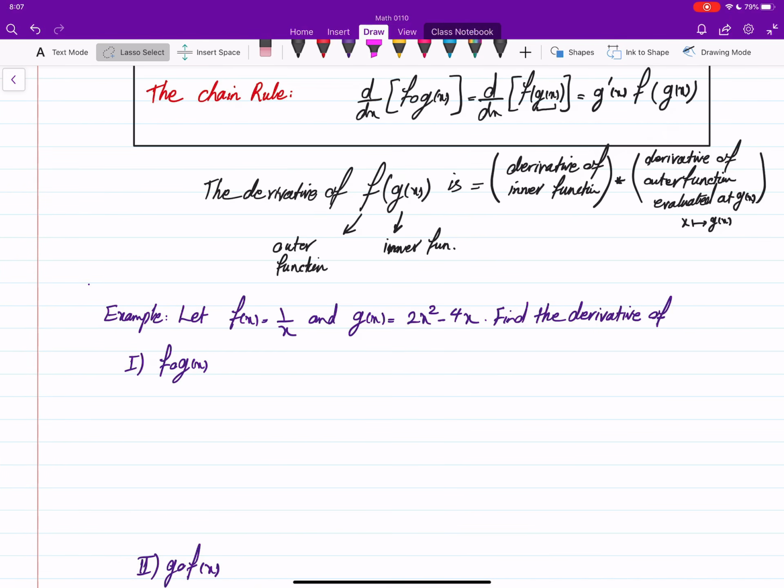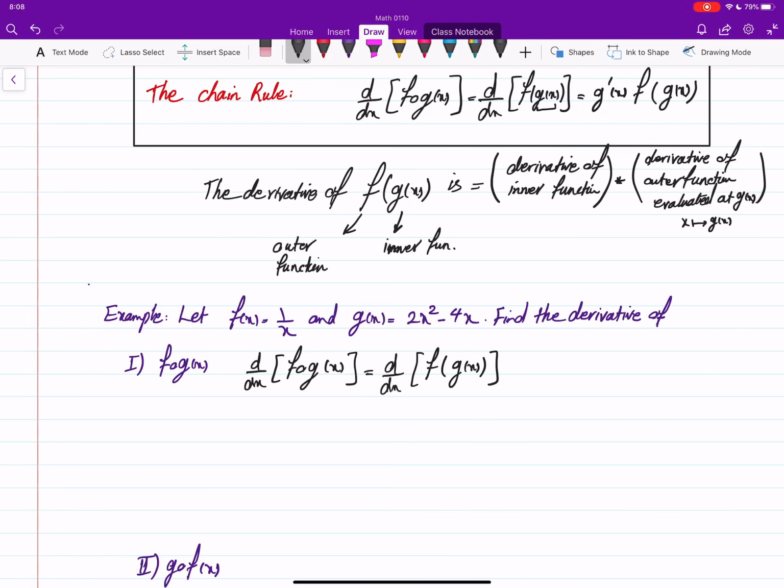Okay, I have two functions, f(x), which is 1 over x, and g(x), which is 2x squared minus 4x. Now I want to find the derivative of f∘g at x. This is the same thing as finding the derivative of f as the outer and g as the inner one, composed.